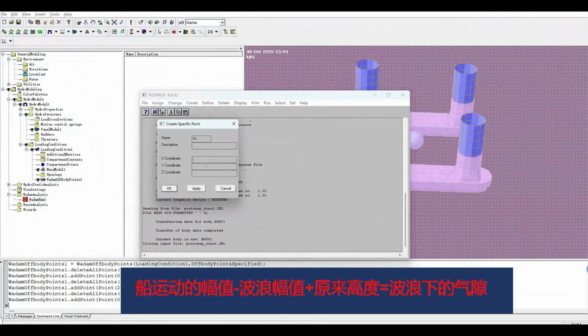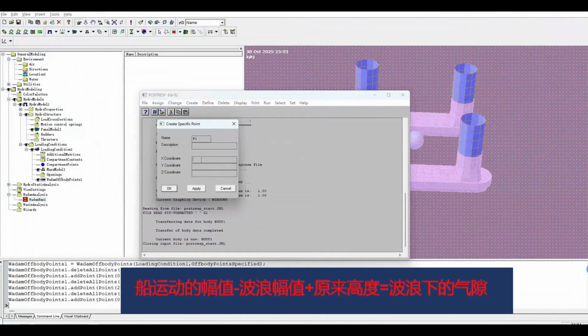Then here, it asks you to enter a coordinate system. This coordinate system is the global coordinate system of your P1 point, and it's the same one you just used when extracting the off-body point. It's right above that point. What does that mean?